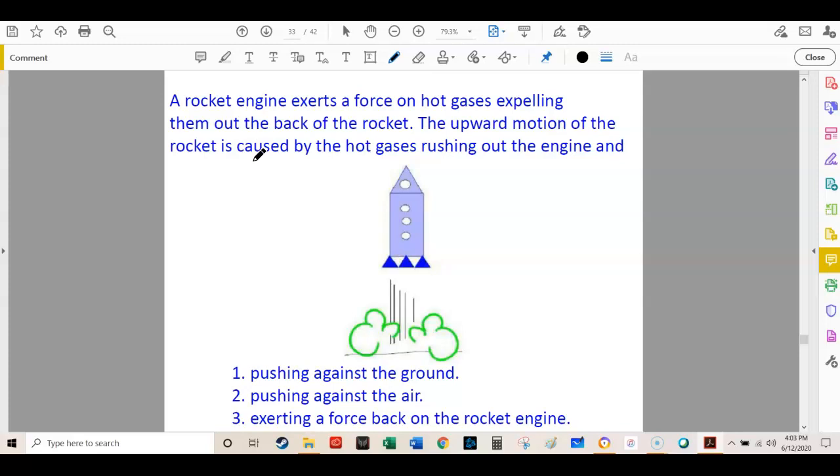Let's try another one. How does a rocket fly? How does a rocket take off? A rocket engine exerts a force of hot gases expelling out the back of the rocket. The upward motion of the rocket is caused by the hot gases rushing out the engine and then pushing against the ground, and then pushing against the air or pushing back on the rocket engine. Which one of these is true?